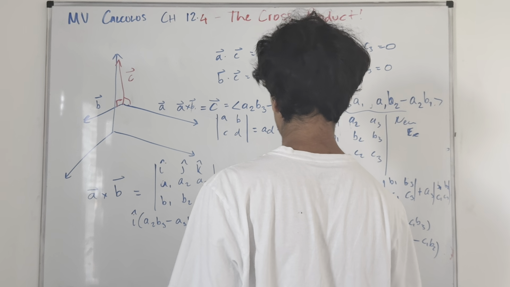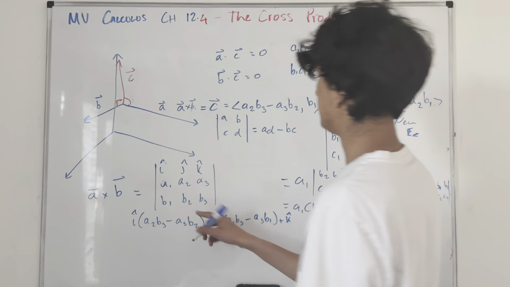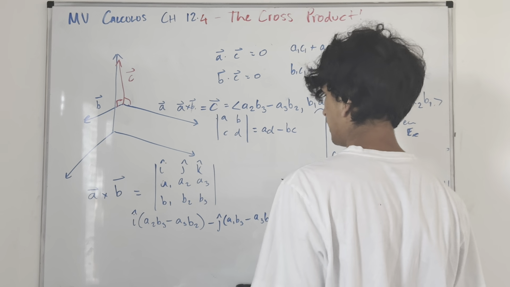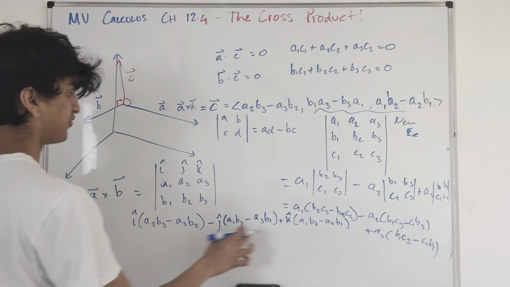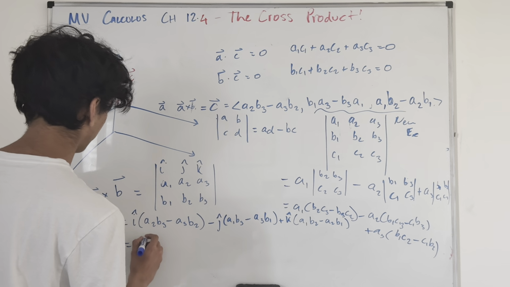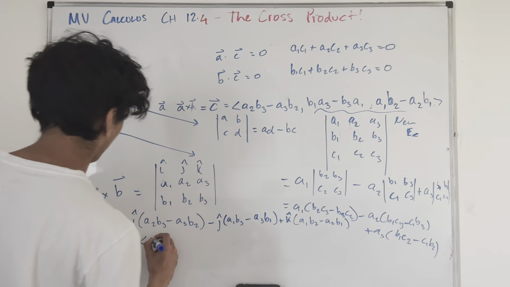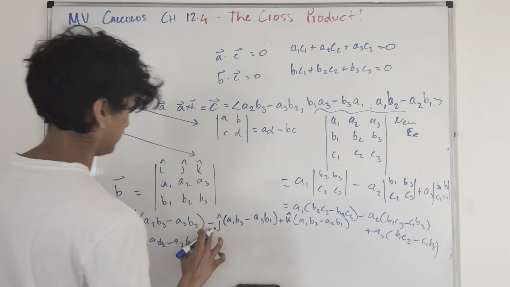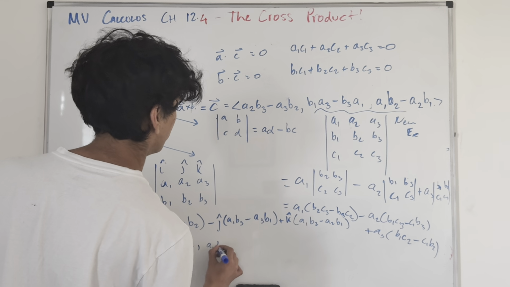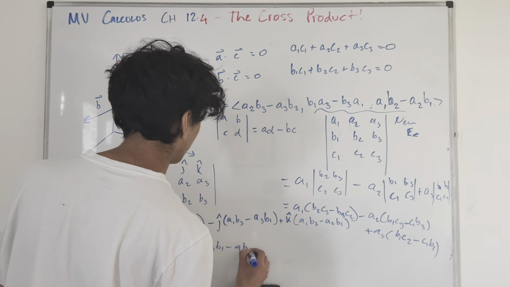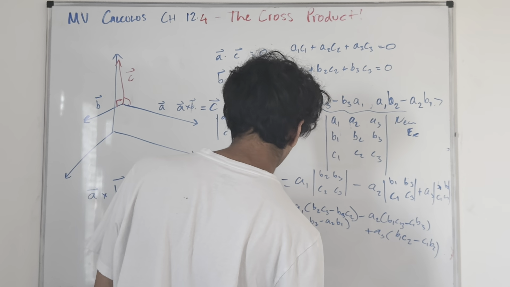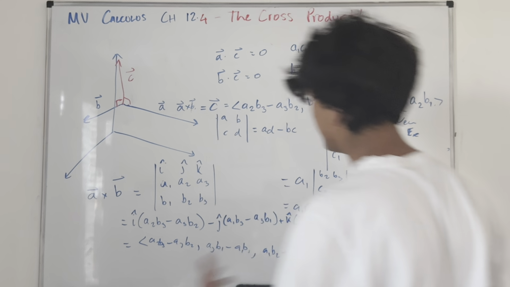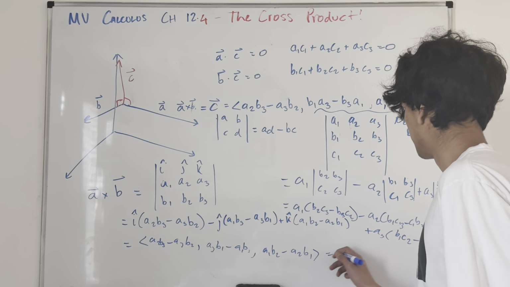Plus K hat times A1 B2 minus A2 B1. The I hat, J hat, K hat stuff gives me direction, so I can write this in vector notation. This is really (A2 B3 minus A3 B2, comma, the negative I distribute, so A3 B1 minus A1 B3, comma, A1 B2 minus A2 B1), and that's my vector. This is my cross product, C.